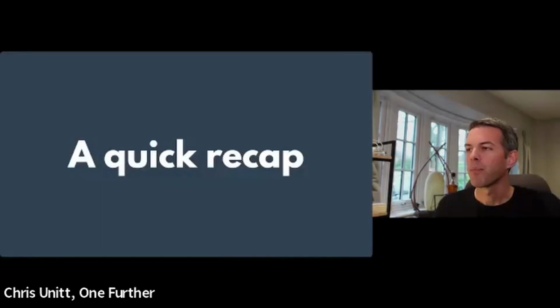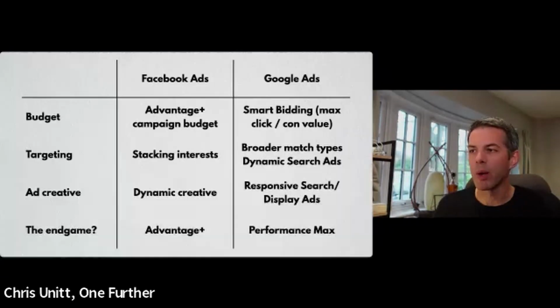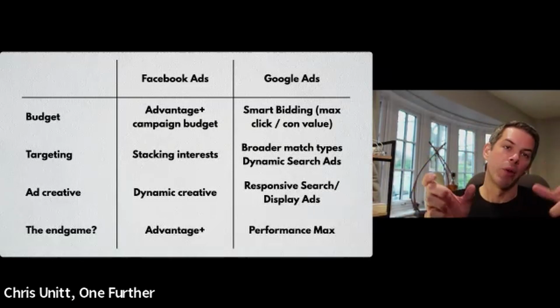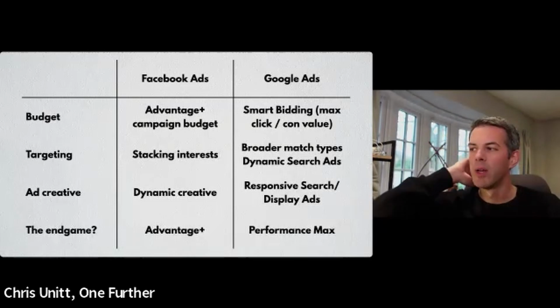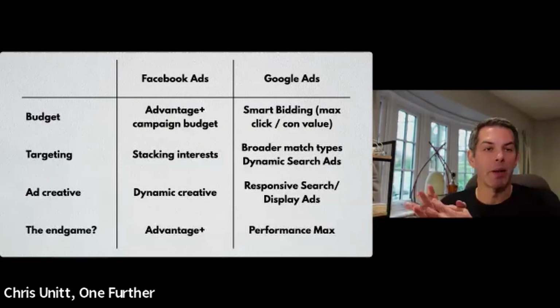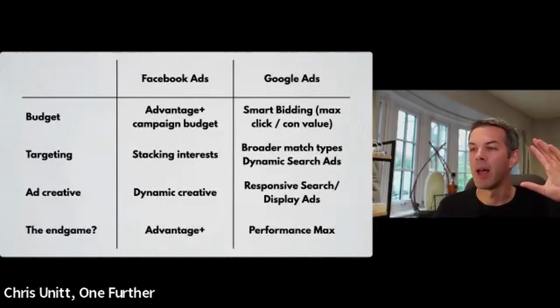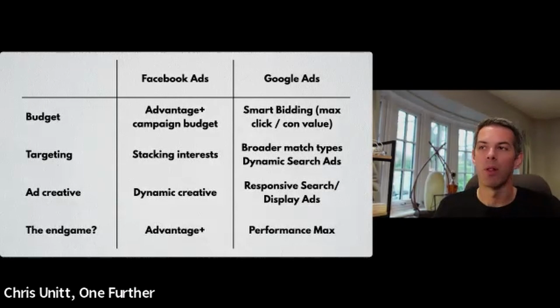So just to do you a quick recap on all of these things. We've got Facebook ads and Google ads in our columns here. If we look down the side, we've got the areas where automation has been added in to try and reduce friction over time. So setting budgets, targeting, creating the ads themselves, and where this is all ending up.